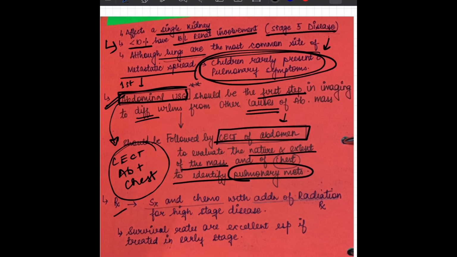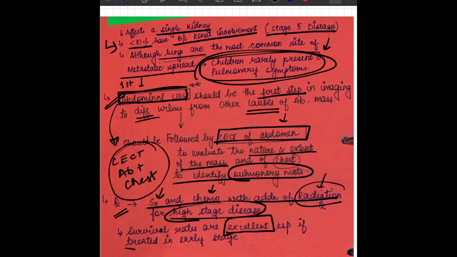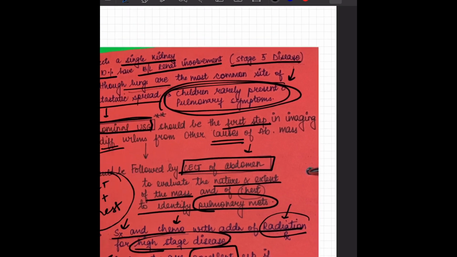Now, what is the treatment of Wilms tumor? Surgery plus chemotherapy with addition of radiation therapy for high stage disease. Survival rates are excellent, especially if treated in the early stage. As I already told you, the disease has a good prognosis, so survival rates are excellent.